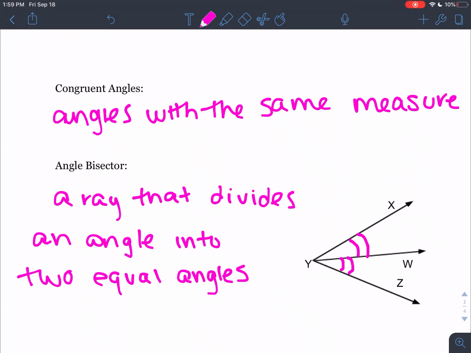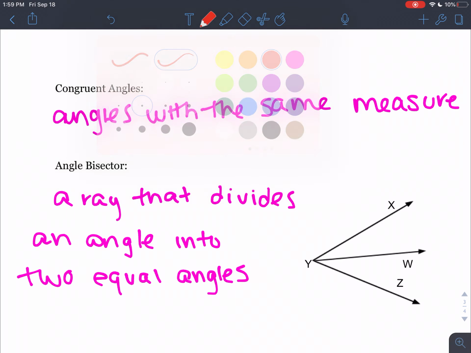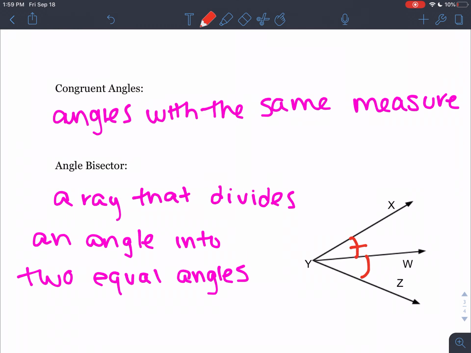Those little tick marks on angles can show you that these two, meaning the ones in pink, are the same measurement. They are congruent. They have equal measures. You might also see something like this with tick marks, just like our segments. That also means that they have equal measures. So if you have YW cutting right through angle XYZ, then that means that the measure of angle XYW is the same as the measure of angle WYZ.